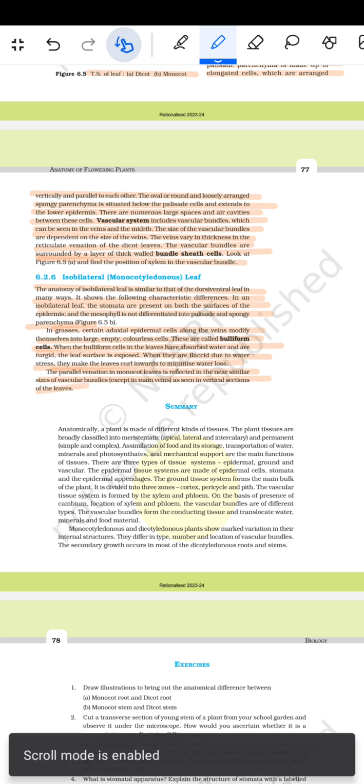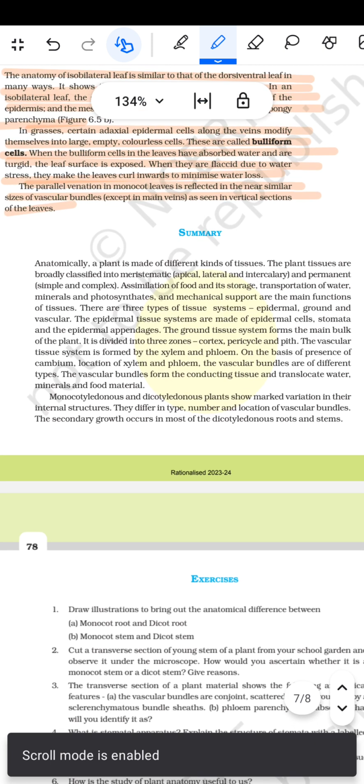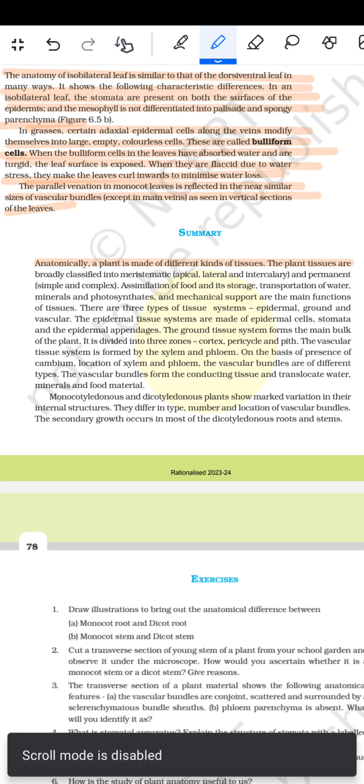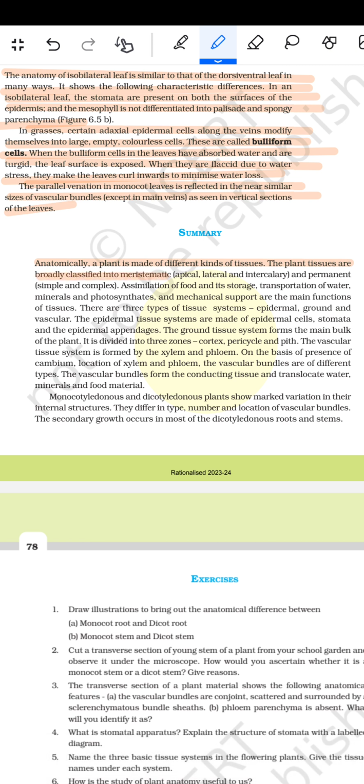फिर आता है समरी. तो समरी में कहता है कि एनाटोमिकली अ प्लांट इज मेड अप ऑफ डिफरेंट काइंड्स ऑफ द टिश्यू. The plant tissues are broadly classified into meristematic, apical, lateral, and intercalary, and the permanent, simple, and complex. Assimilation of the food and its storage, transport of water, minerals, and photosynthesis and the mechanical support are the main functions of the tissue. There are three types of the tissue system: epidermal, ground, and vascular. The epidermal tissue system is made of the epidermal cells, stomata, and the epidermal appendages.